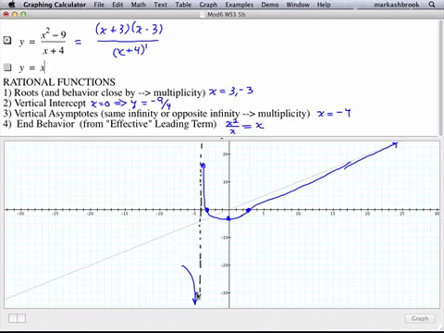Then as x goes to negative infinity, it will get close to? Well, yeah, but how? y equals x. Closer and closer to that, y equals x. So that's putting it all together. Let's see how we did.